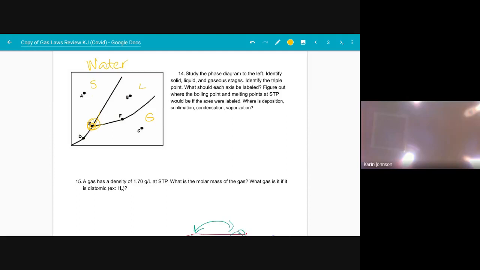be ice. Ice would be here. Water would be here, and water vapor would be there. And they all three exist at this point right there. That's called the triple point.